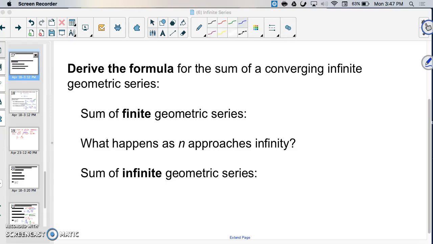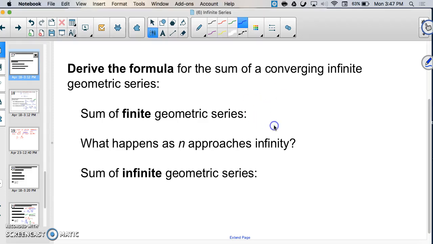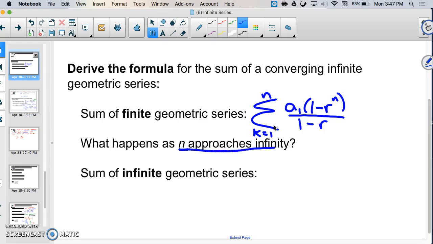So, deriving the formula for converging infinite geometric series. We already found the formula, but let's derive it again. So, the sum of a finite geometric series, if k is 1, going to some number, our geometric series was a1 times (1 minus r to the n) over (1 minus r). So what happens as n approaches infinity?